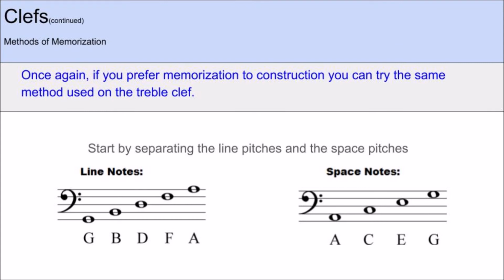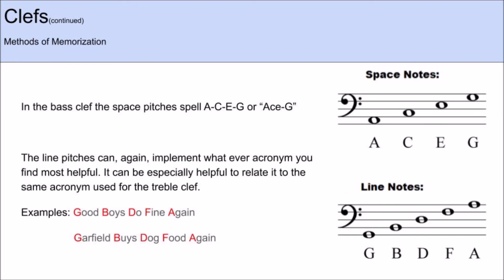Again, if you would choose to memorize this over being able to construct it, you can separate them from the line pitches to the space pitches. For the space pitches, you will not find a singular word being spelled out. Instead, the first three letters form the word ace, and the fourth pitch is G. I prefer to think of this as ace G.